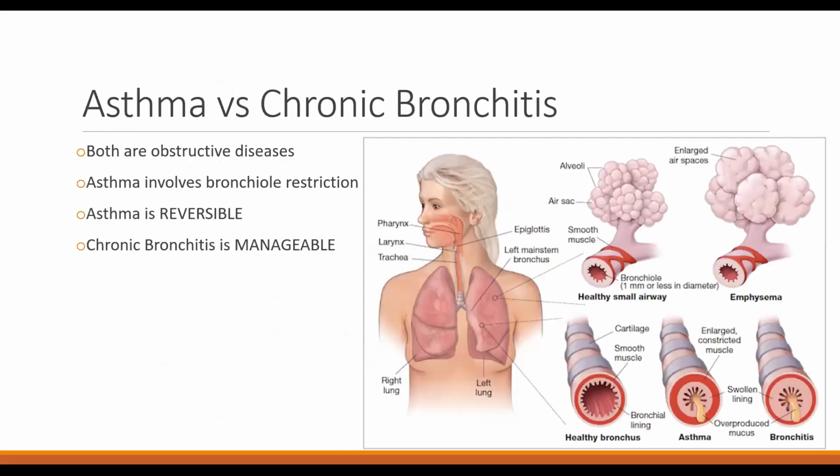So here you can see bronchitis. Asthma is very, very similar looking there. But the asthma is reversible. Chronic bronchitis is not reversible. They'll have it for 3 months at a time or even for years. It is manageable. It is not reversible.